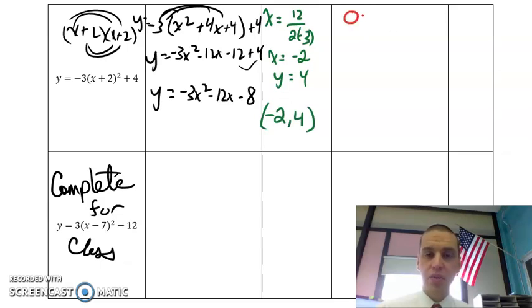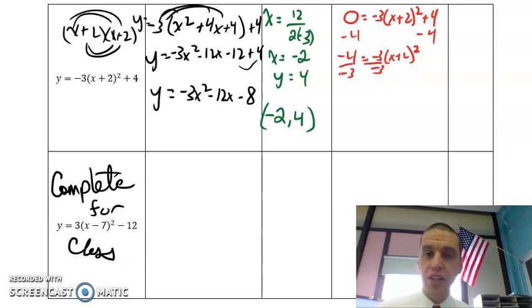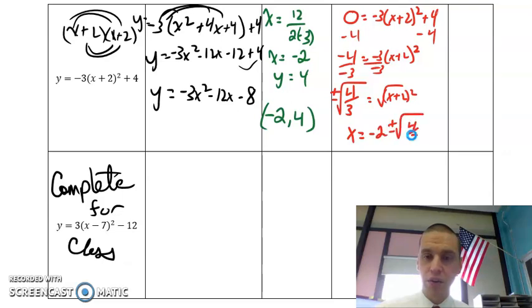X-intercepts, we set equal to 0. 0 equals -3(x + 2)² + 4. I'm going to subtract 4. -4 equals -3(x + 2)². Divide by -3. And notice here, when you have two negatives, you're going to get positive. And I will square root that. Again, square root this. And therefore, I'm going to get x to equal -2 plus or minus the square root of 4 over 3. I did skip some steps there.